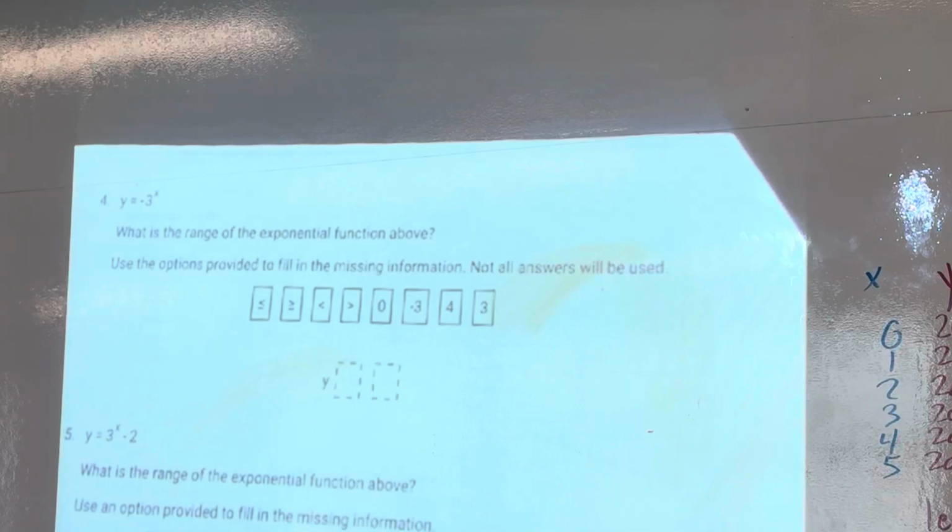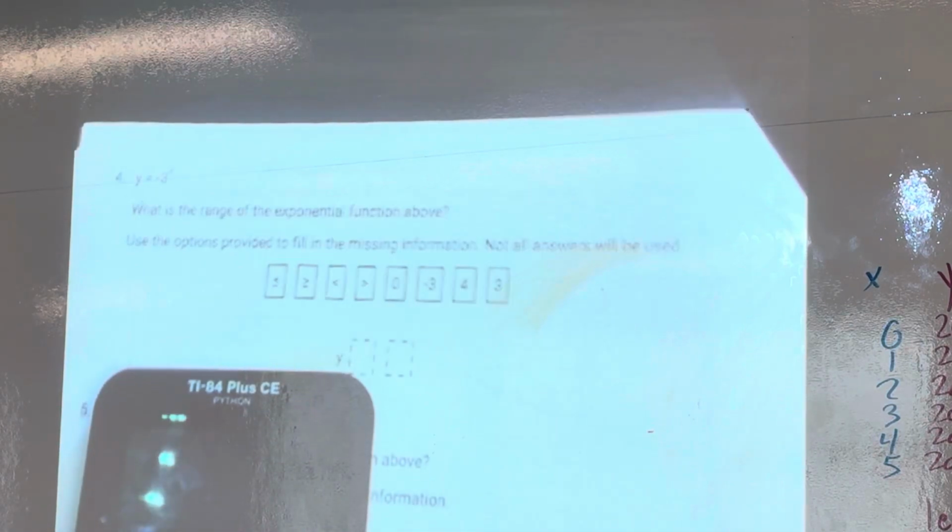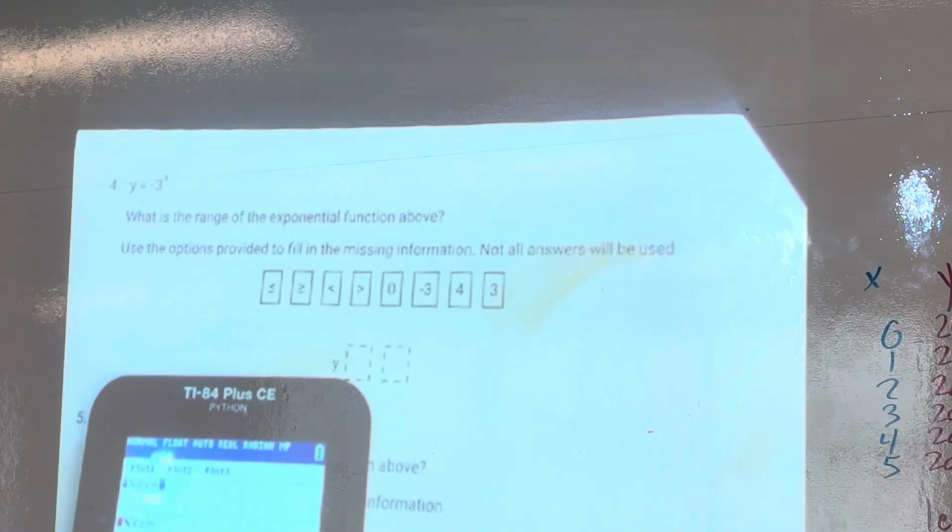Okay, number 4. So we don't have a graph this time. So what do we have to do? Graph it on your calculator. Graph it, exactly. So y equals -3 raised to the x. Go ahead and zoom standard. There's no telling what your calculator's on.